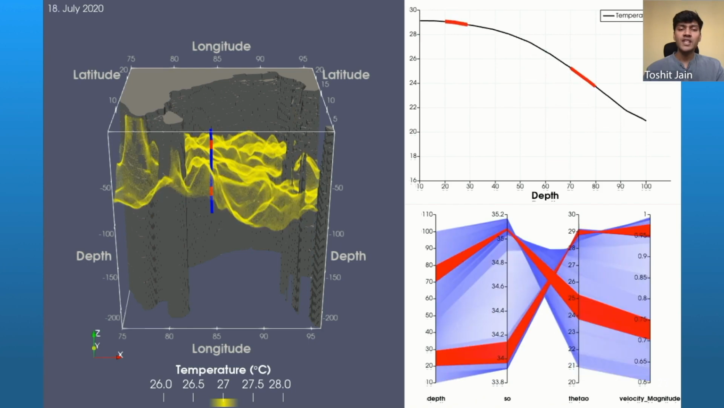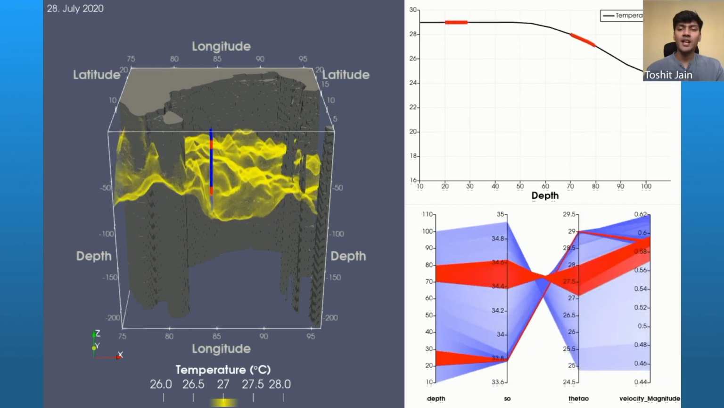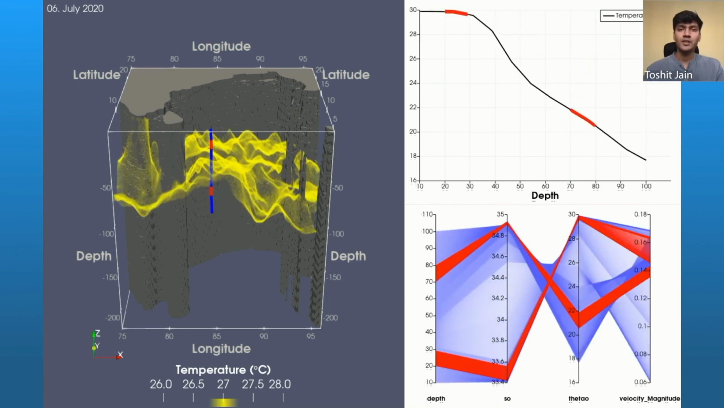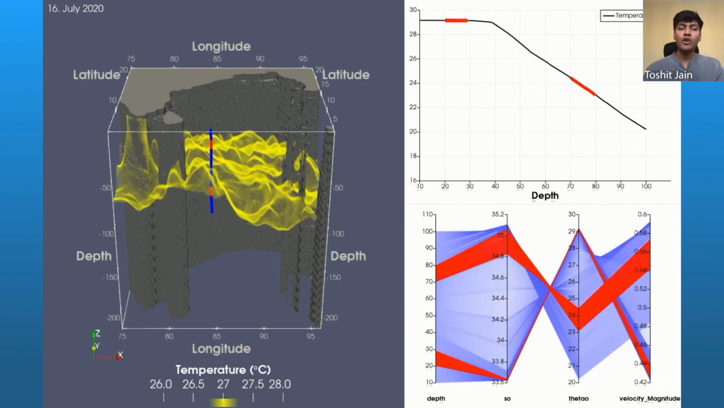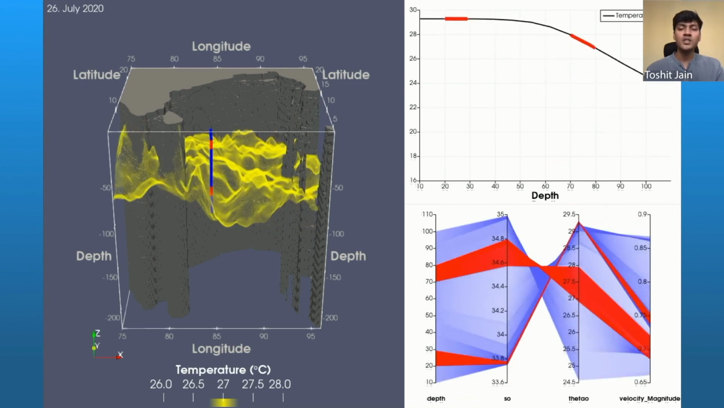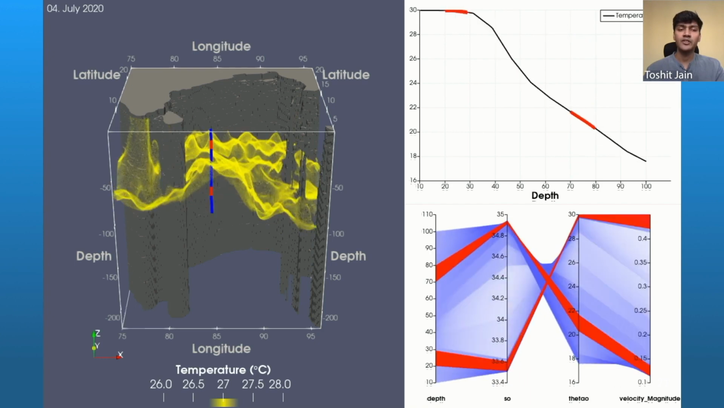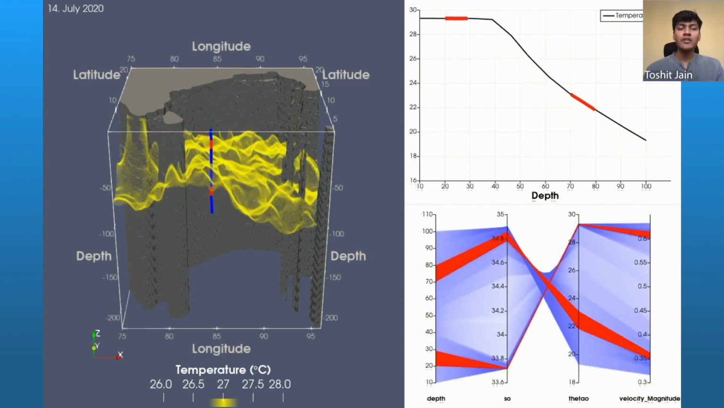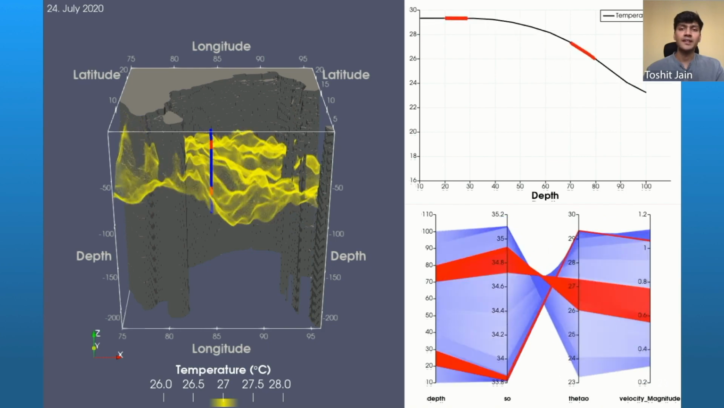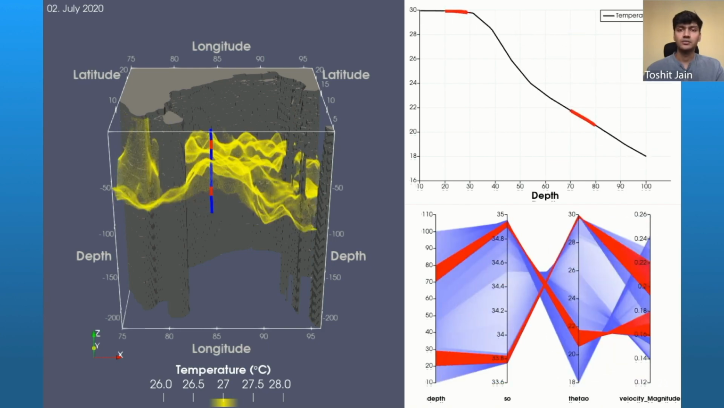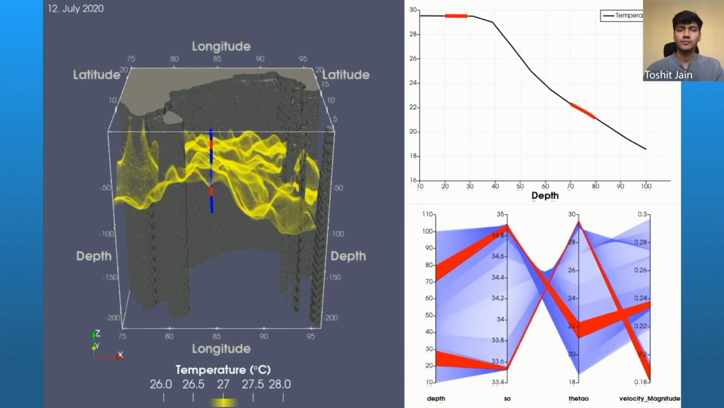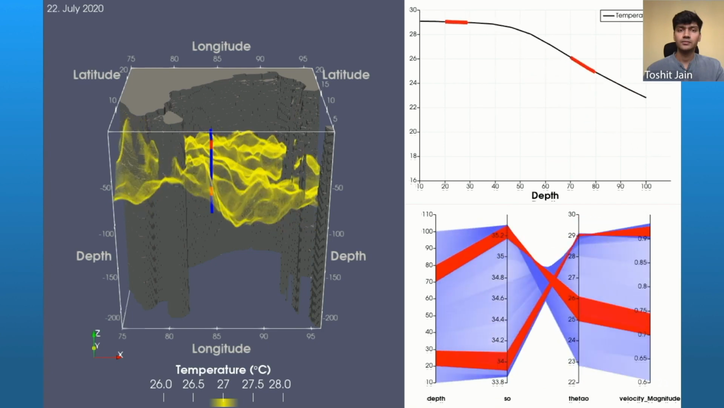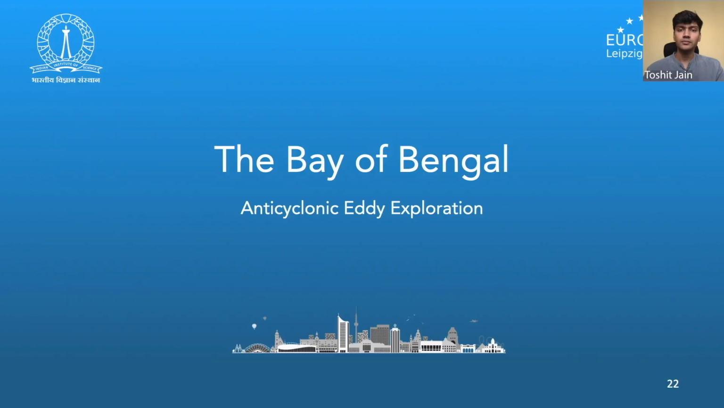The points of interest can be brushed from the parallel coordinates plot, and all the views are linked together. The anticyclonic eddy pushes the warmer water down, and we can see a depression in the isotherm traveling towards the left. This is also evident as the line chart view starts to flatten. Now, we explored the anticyclonic eddy in the Bay of Bengal using the eddy identification tool.